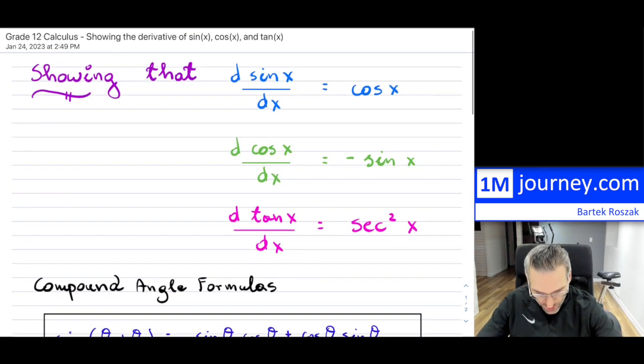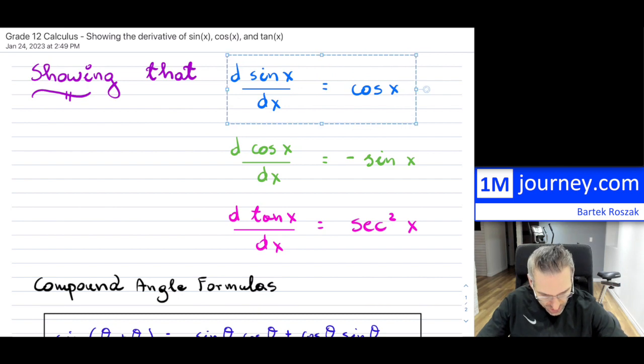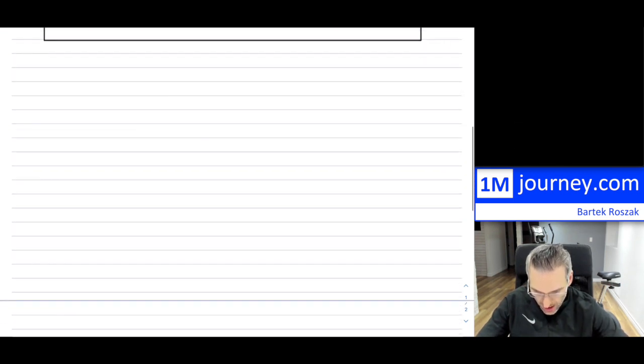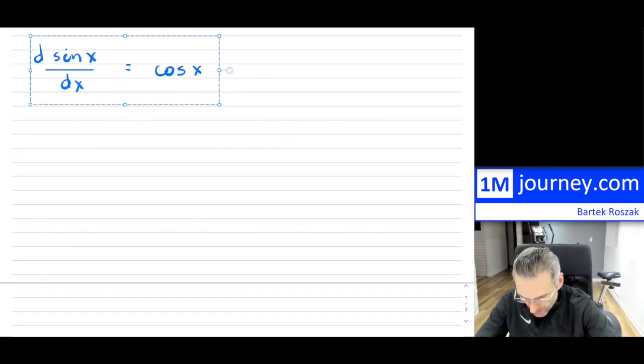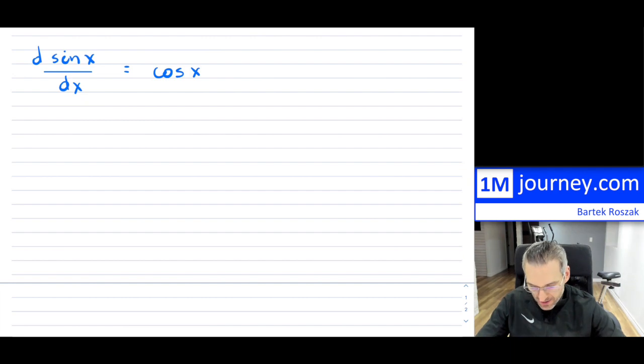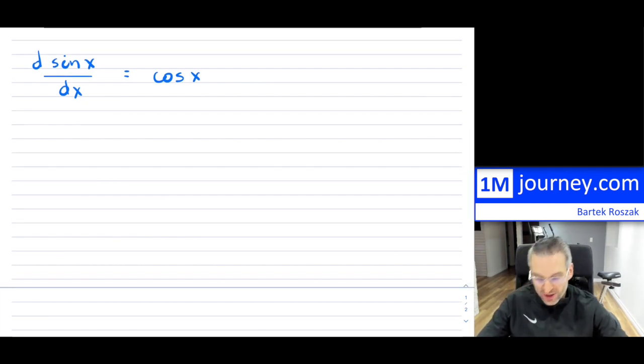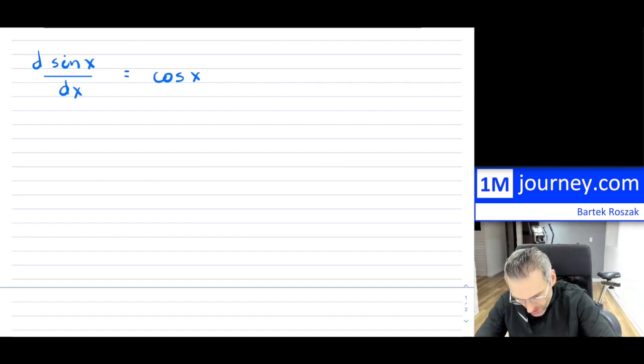So let's take the first one. My first derivative that I'm interested in, and once I have this one, all the other ones will fall into place for us. They're going to be so much easier to work with. So here is the derivative of sine x. It says that the answer is cos x. That's not very complicated to memorize, and most of you will do that. But how would you actually show this?